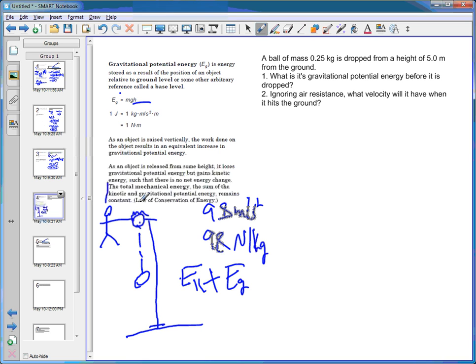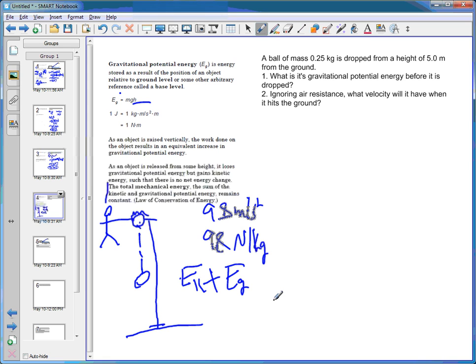Let's look at the example. A ball of mass 0.25 kilograms is dropped from a height of 5.0 meters from the ground. What is its gravitational potential energy before it is dropped? Okay, so before we drop the ball, what's its gravitational potential energy?